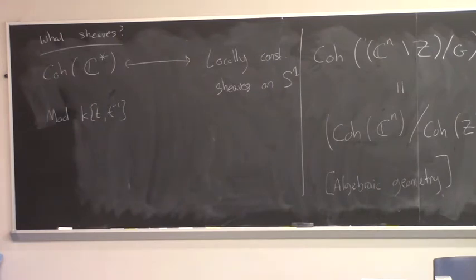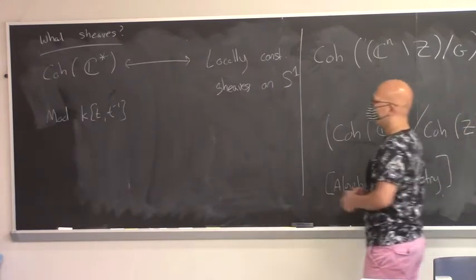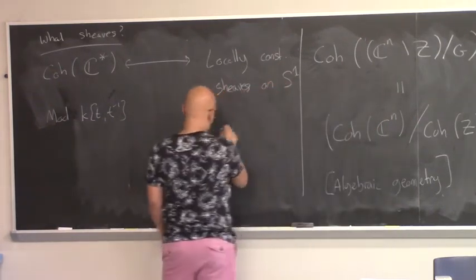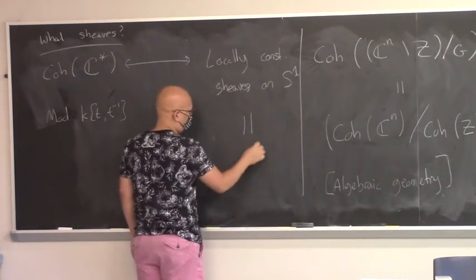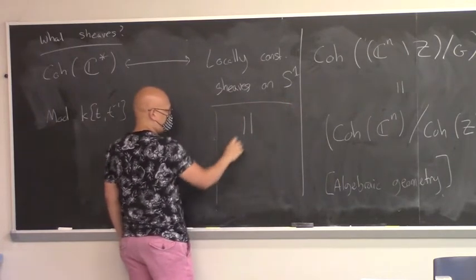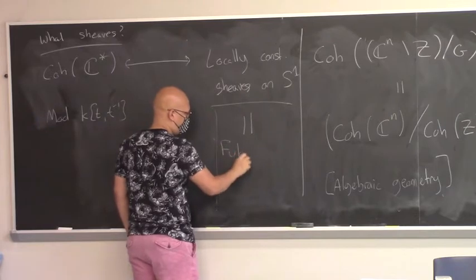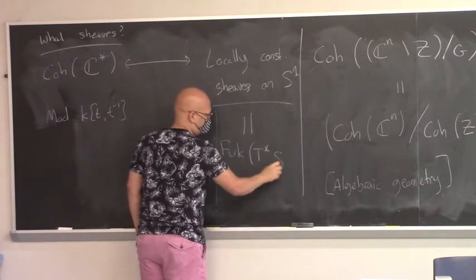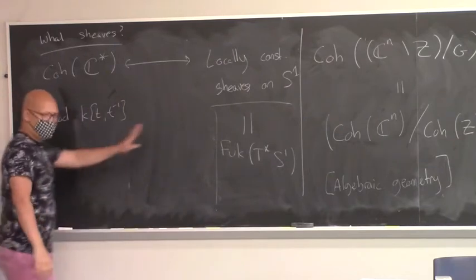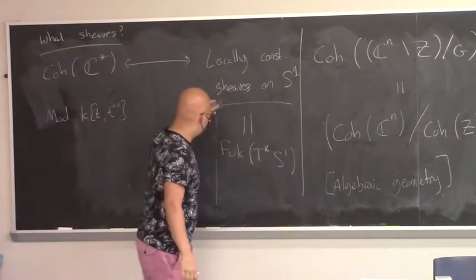So this is maybe the first instance of some kind of homological mirror symmetry. I'll explain next time why this is the same as the wrapped Fukaya category of the cotangent fiber. But that's for next time, so I'll erase it for now.